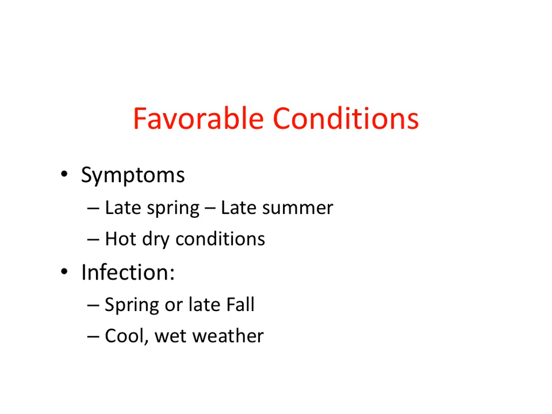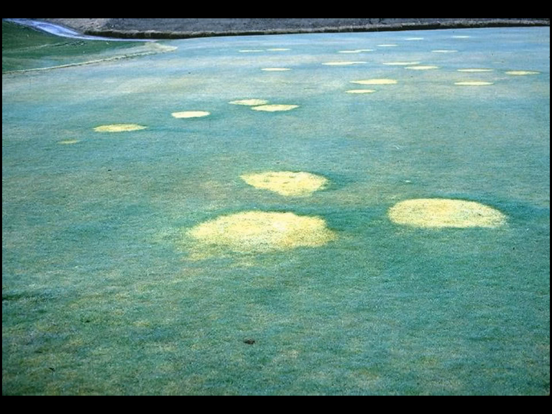Symptoms may appear any time from late spring through late summer. Pathogen infection of the roots, however, occurs during the cool, wet periods in spring or fall. Take-all symptoms appear as circular patches ranging from 6 inches to over 3 feet in diameter. The patches in this case are over 3 feet.